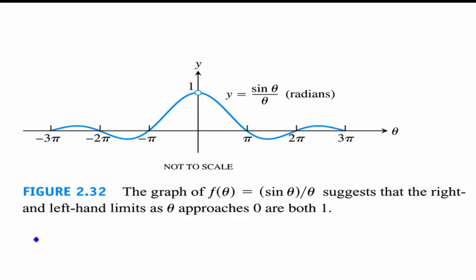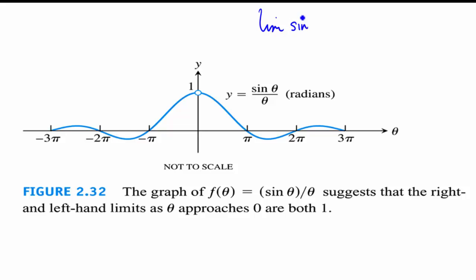Let's look at our last example, which is f of theta equal to sine theta over theta. We have shown, using the sandwich theorem, that the limit of sine theta over theta as theta approaches 0 is equal to 1. Now we can also look at it using the one-sided limits.